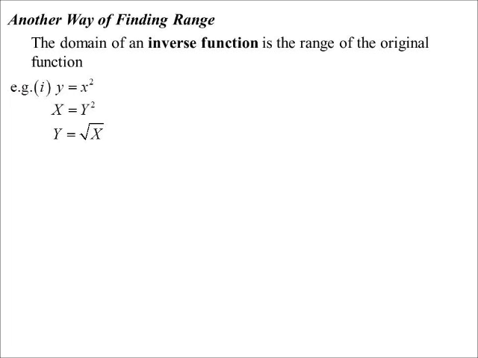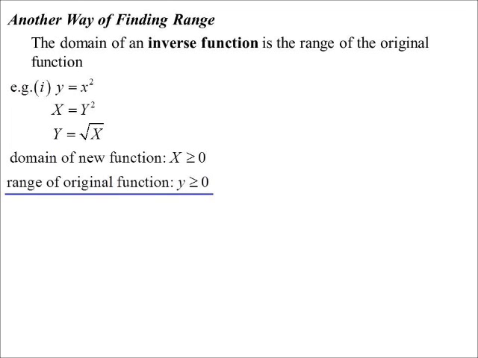So technically, I should have written x to the power of a half rather than the square root of x. But anyway, y equals the square root of x. If I had said what is the domain of that, it doesn't really matter whether I had plus or minus there anyway. It's what's under the square root sign that's important. The domain of the new function is x is greater than or equal to 0. So therefore, the range of the original function must have been y is greater than or equal to 0.